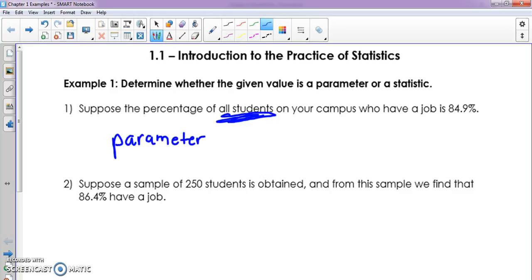So moving on to our second example here, it says, suppose a sample of 250 students is obtained, and from the sample we find that 86.4 have a job. So key phrase here, we have a sample of 250 students. So since we're dealing with a numerical summary of a sample this time, this is a statistic.